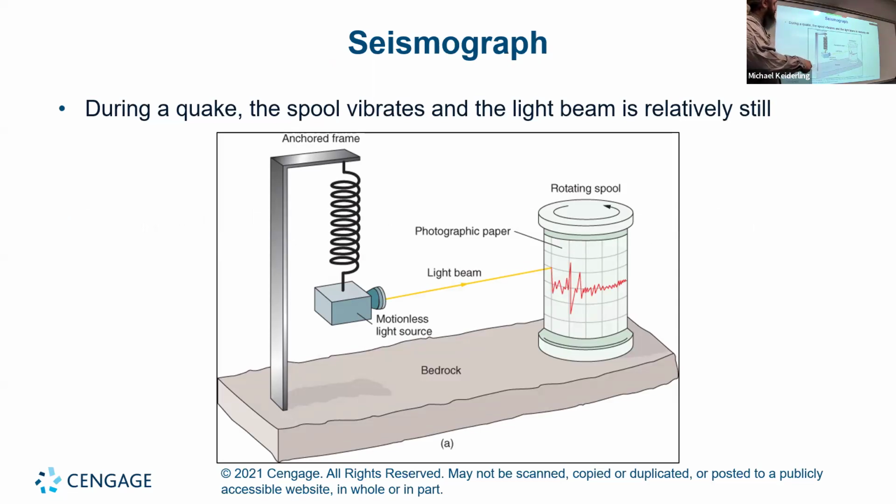But basically how a seismograph works is that you have a measuring spool with photographic paper or something, and the frame is anchored to the rock, but your source that's doing the drawing is decoupled. There's a spring or something that lets it stay in place when the ground moves up and down, and thus you get a record of the motion of the earth.